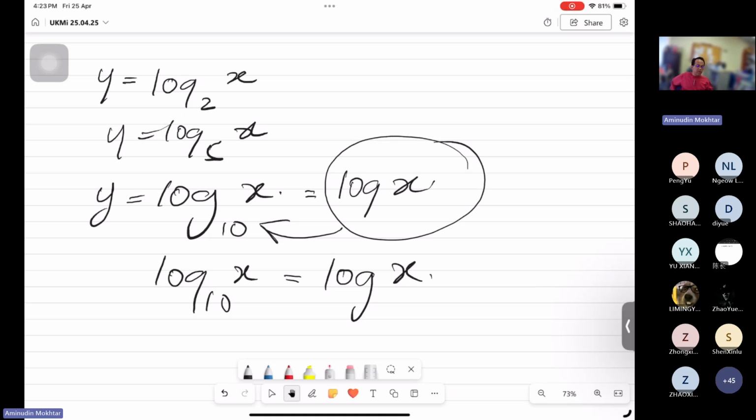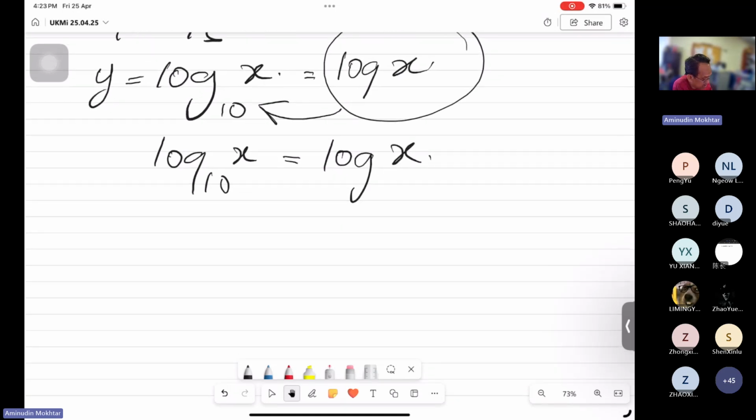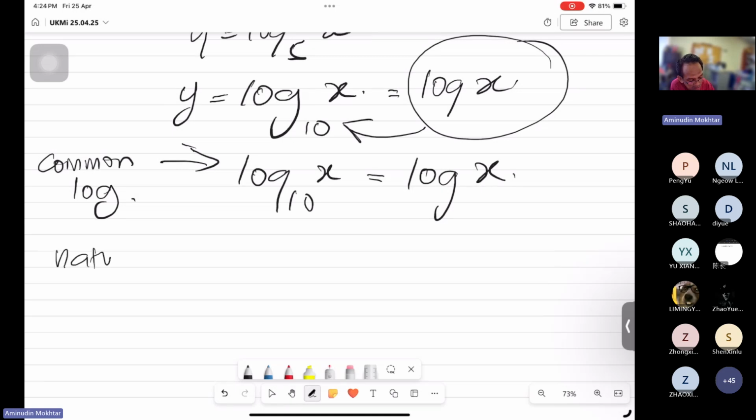That's why, if you see on your calculator, there are two buttons here, the log button and the LN button. The log button is for log with base 10, the common log. The second one is for the natural log.